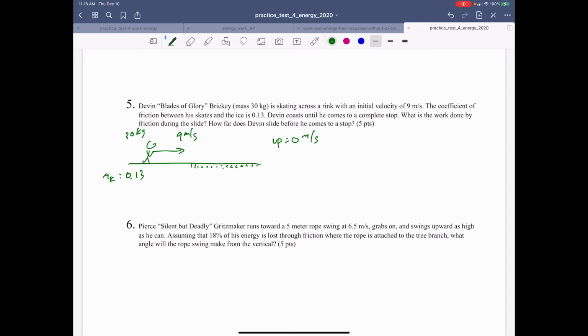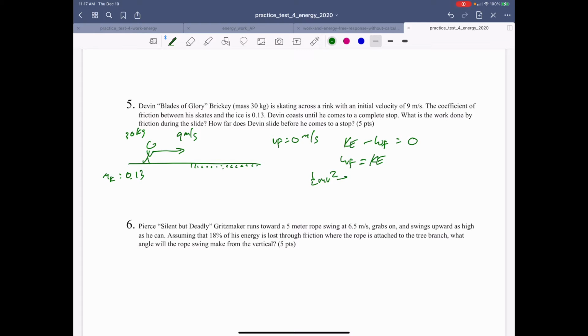Okay, so we can start with what kind of energy did he have? He has kinetic. He's going to lose that due to the work done by friction until he has nothing left over because he stops. So what is the work done by friction? Well, you can see that the work done by friction has to be the same as the amount of kinetic energy he has because he takes it all away. So let's figure out what his kinetic energy was.